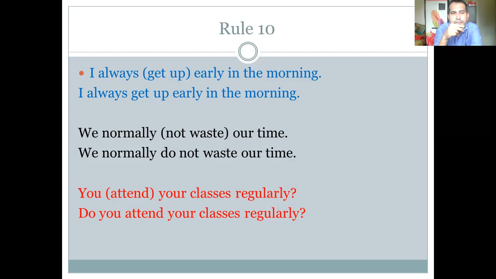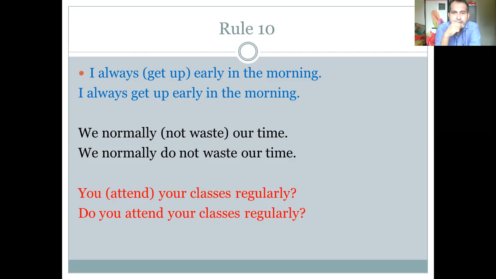And if you get "we normally (waste) our time", then how do we make the solution to this? We normally waste our time. So one noticeable thing is that we use present indefinite tense in this case. We normally do not waste our time, or we normally waste our time. Whatever you write, make sure that you are using the present indefinite tense in this case, because it is our regular habit or practice.